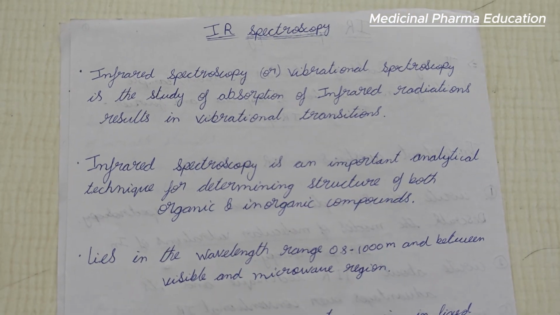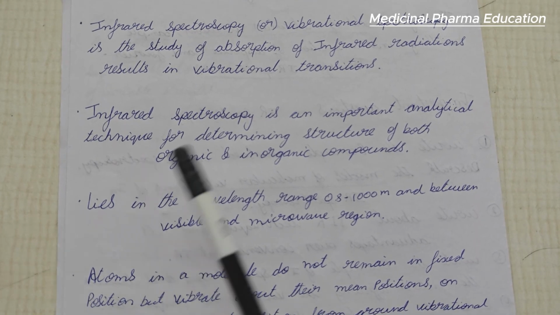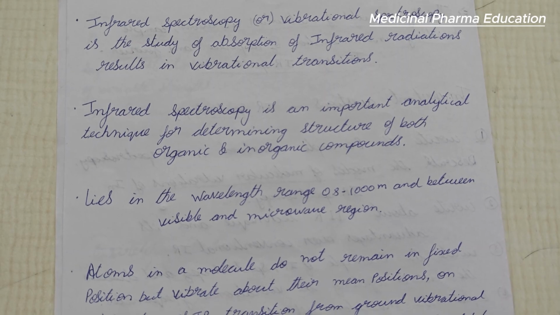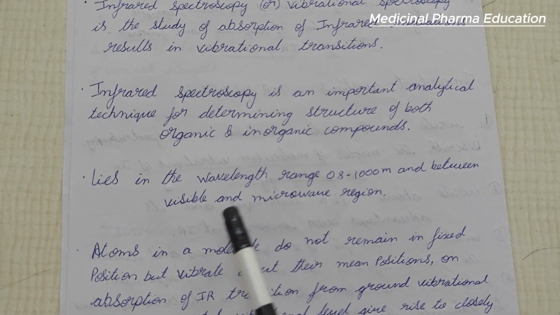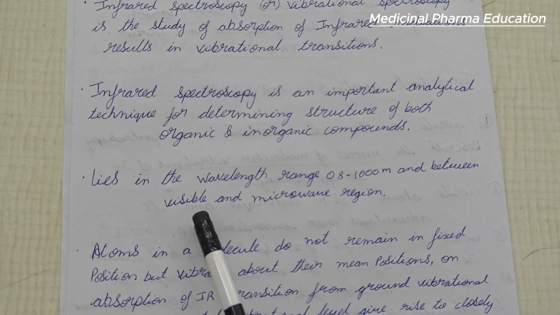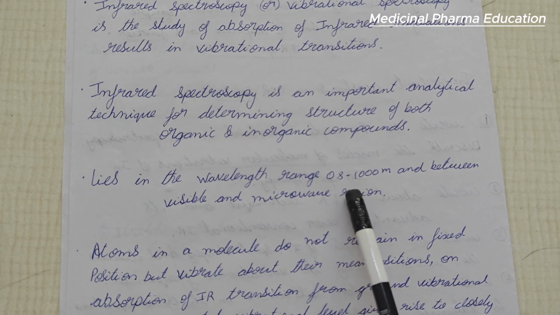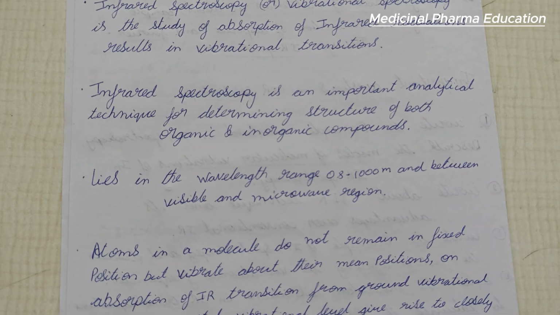I think you have understood what is meant by IR radiation, IR spectroscopy, and the uses of IR spectroscopy. Then, it lies between the visible and microwave regions. It means that in the EMR, electromagnetic radiation, range it lies between the visible and microwave. It ranges from 0.8 to 1000 micrometers.